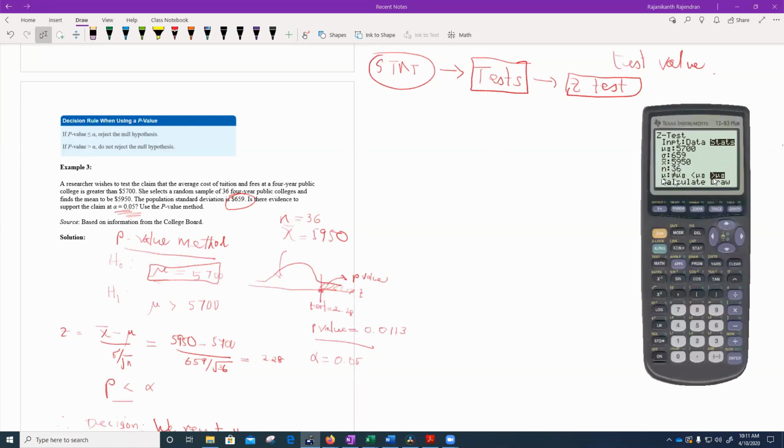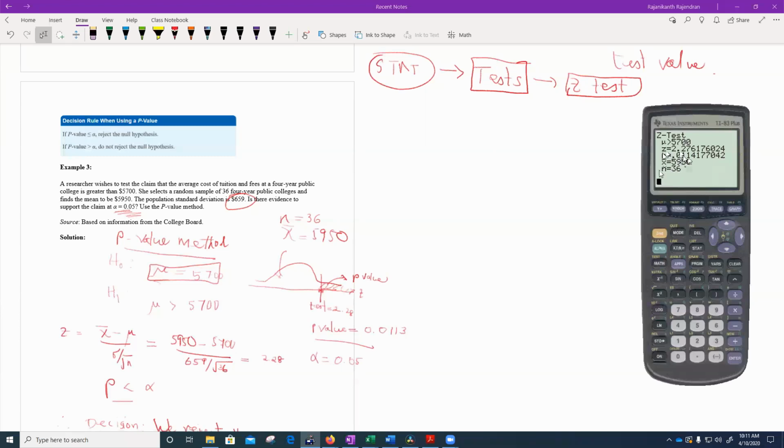Now here you have to choose the correct tail test. Which tail do we have? My alternate has a bigger than sign, therefore you have to choose bigger than mu naught. Mu naught is the number we entered, 5700. So my test is a right tail test, so I am choosing the greater than sign. That's it. Then go to calculate, enter.